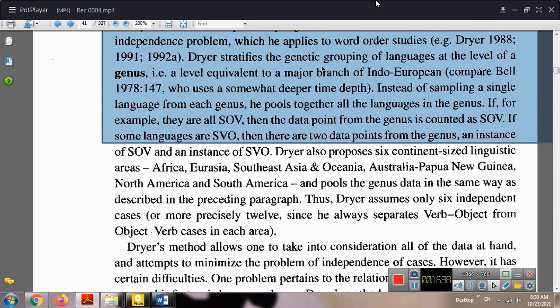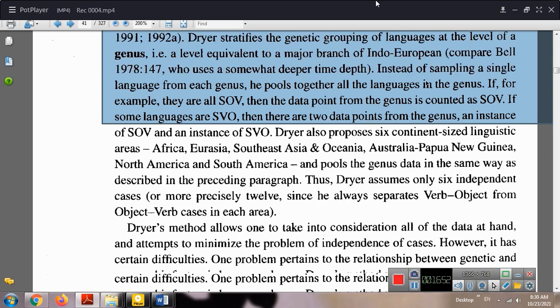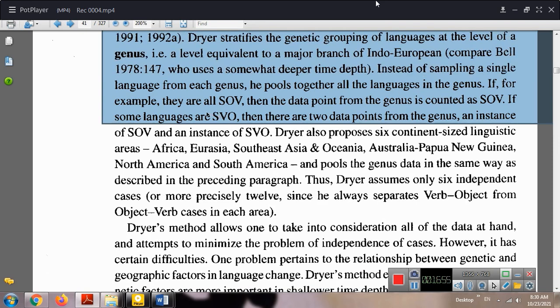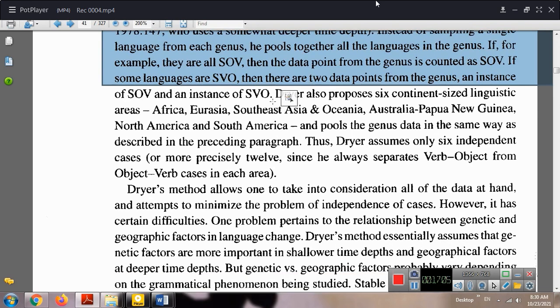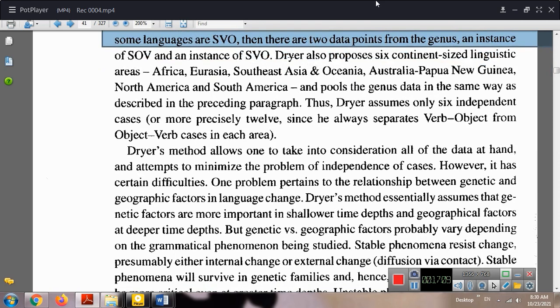Here Dryer stratified the genetic grouping of languages at the level of genus, a level equivalent to a major branch of Indo-European. If some languages are SVO, then there are two data points from the genus, an instance of SOV and an instance of SVO.